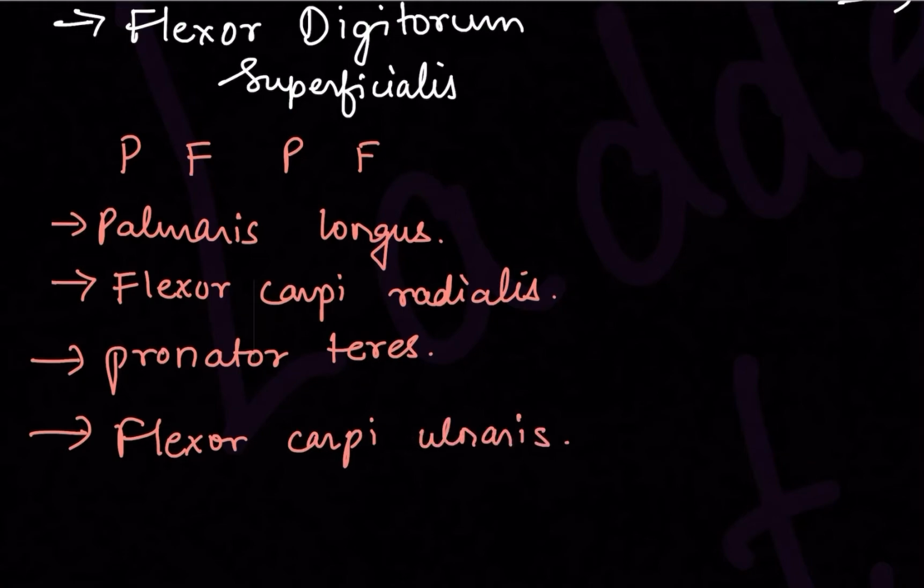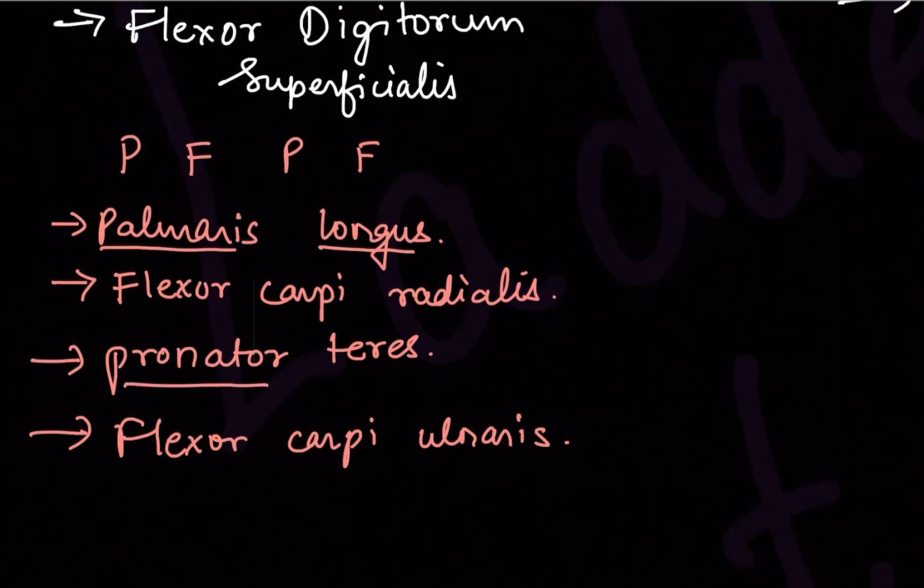Palmaris longus means what? It's a palm muscle, very long, which will travel from your elbow to your palm. Okay. So palmaris longus. Flexor carpi radialis. Flexor means flexor. Carpi means what? Carpal bones. Radialis means it will pass through your radius. Pronator teres. Pronator teres means what?